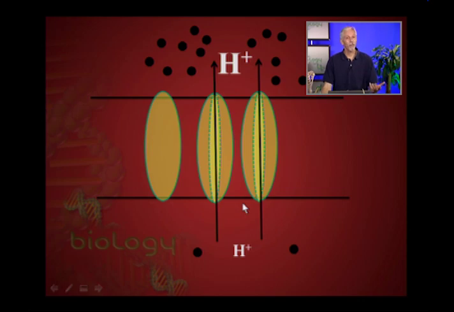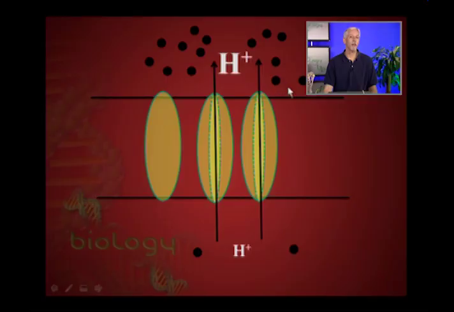So now the next question you might have in your mind then is, well, what's the point of that? Why do we want to pump hydrogens across the membrane? Why do we want to create a hydrogen ion concentration gradient? Well, these hydrogen ions now, of course, want to diffuse. They want to diffuse from where they are in higher concentration to a lower concentration. But they can't get back across the membrane.